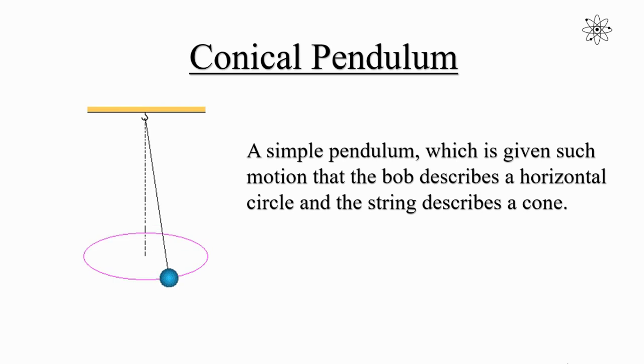A simple pendulum which is given such a motion that the bob describes a horizontal circle and the string describes a cone. In the given GIF, you can see, students, the bob describes a horizontal circle and the length of the pendulum describes a cone.